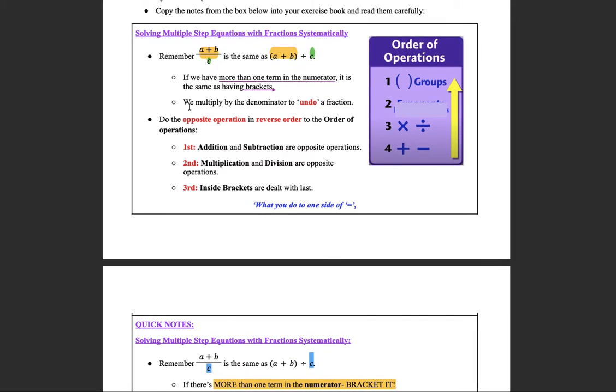And then for this one, we'd multiply the denominator to undo that fraction. So we multiply by this value for C. And remember, we are using these opposite operations, and we do in order from BODMAS, we're going the other way around, so I call it SAMDOB. And what we do to one side of the equal sign, we absolutely do to the other one.